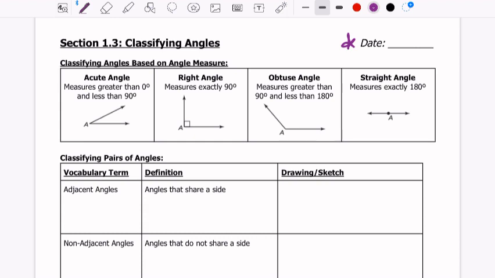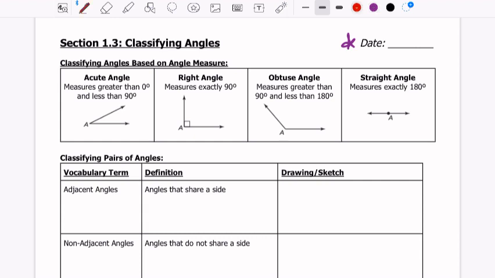So this video is about classifying angles. There's a lot of different ways that we can do that. When we're looking at one angle, we typically classify them by their measure. So there's 4 different cases, okay? Acute angles are when an angle measures between 0 degrees and less than 90 degrees. A right angle measures exactly 90 degrees.